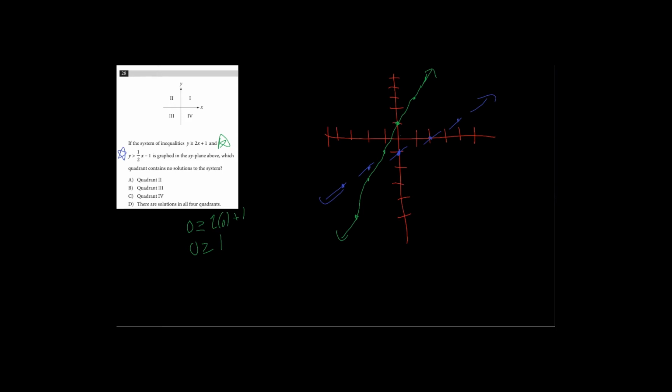And this is false, so I have to shade opposite of that. Since 0, 0 was below the line right here, I have to shade opposite since that was false. So I'm going to shade something like that.